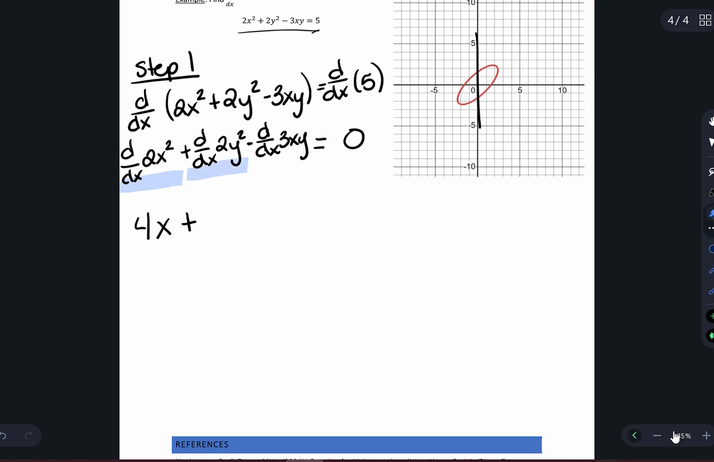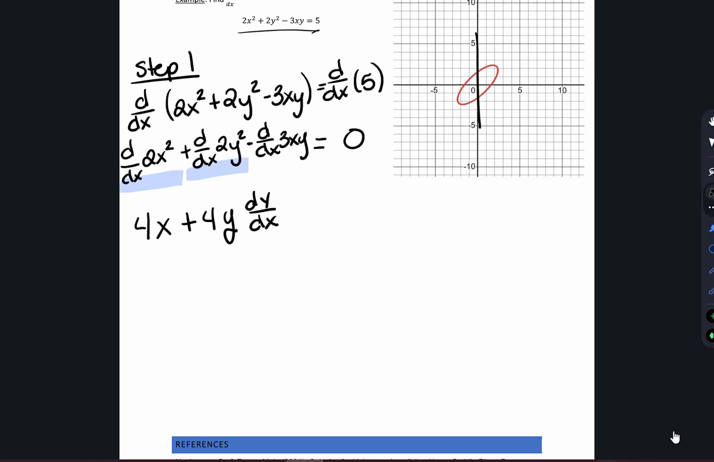Next, for our second term, keeping in mind that y is a function of x, we are going to have to apply the chain rule. So we first use our extended power rule. And so our extended power rule says that we're going to have 4 times y to the 2 minus 1, which is just 1. But then I also have to multiply by the derivative of y with respect to x. And so again, applying that chain rule.